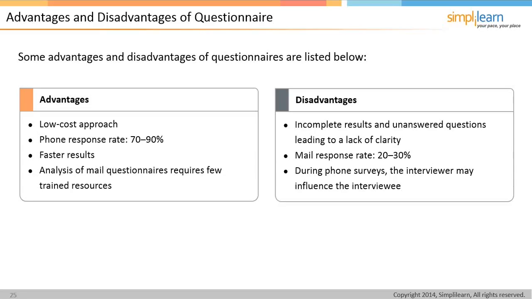Excuse me, I'm losing my voice here. So fewer people are taking the time to respond because they're being inundated with surveys. But you do get fast results by phone. In this instance, analysis of mail questionnaires require few trained resources. Some disadvantages: incomplete results, unanswered questions leading to a lack of clarity. Mail response rate 20 to 30%.